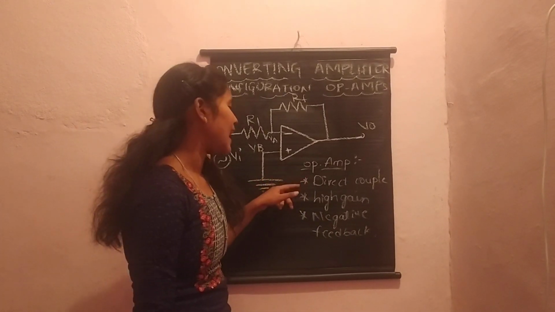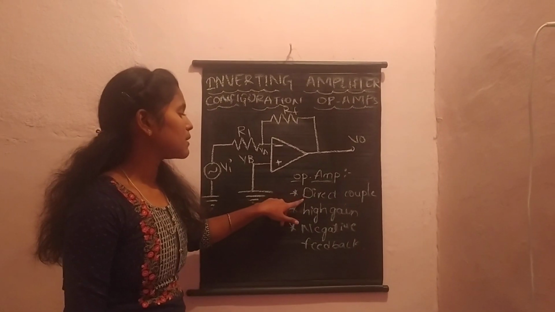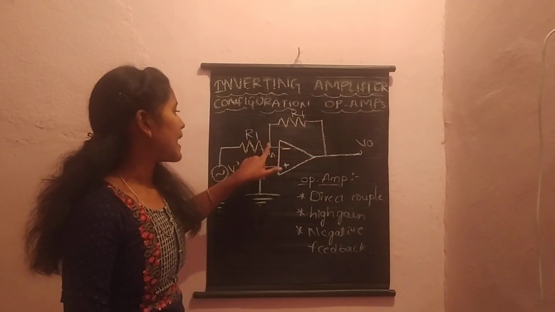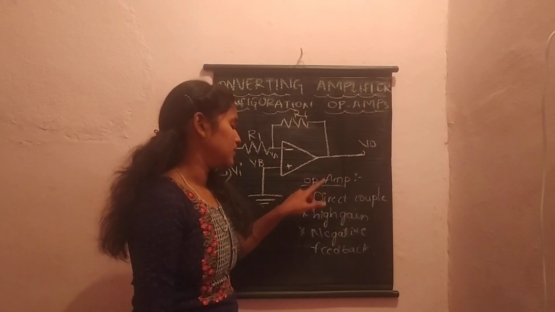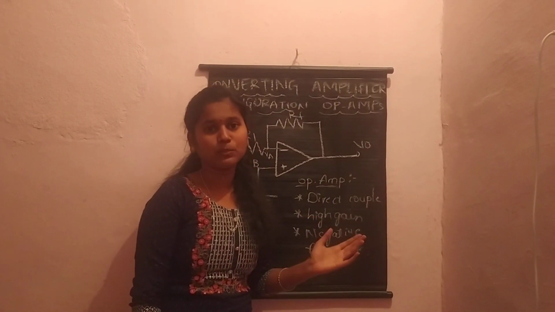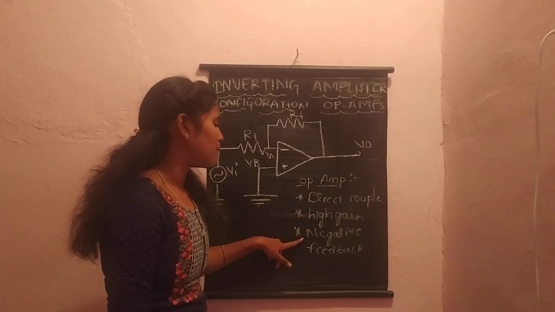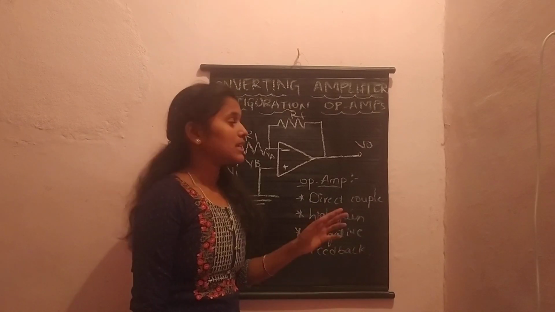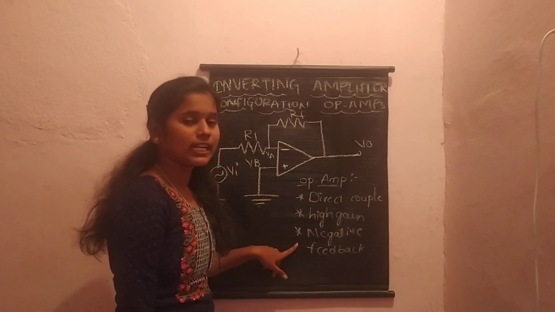And op-amp is a direct coupled, high gain amplifier with negative feedback. And what is meant by direct coupled? When the output of one stage is directly coupled to the input of another stage, it is called direct coupled. And high gain, for example, we give a low voltage to the input, it appears as a high output. And negative feedback: when we give positive feedback, the circuit becomes unstable. That's why we only use negative feedback.